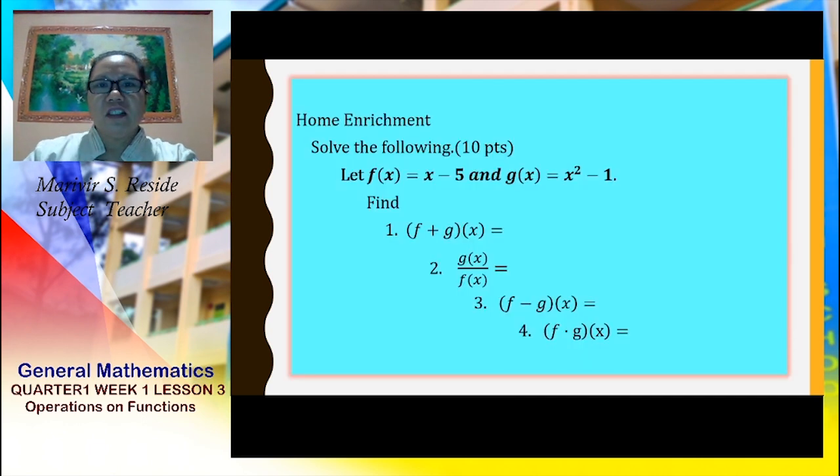Alright, let's go to the last part, which is our home enrichment. This is just simply 10 points. You're going to solve the following functions. We have only 4. So you have to find the sum of the two functions, the quotient. Number 3 is the difference, while number 4 is for you to get the product.